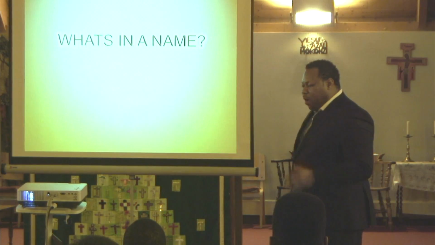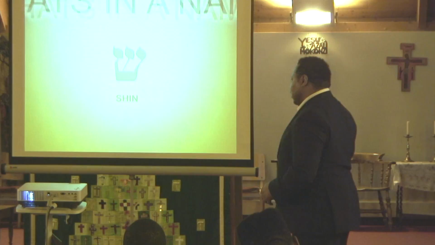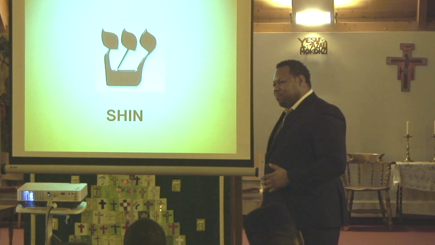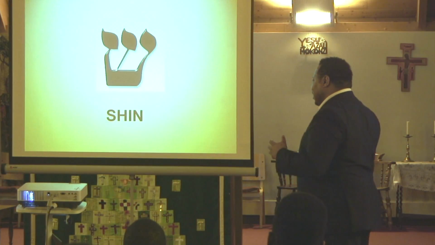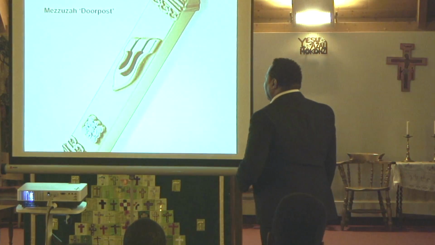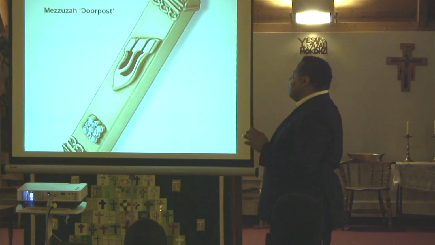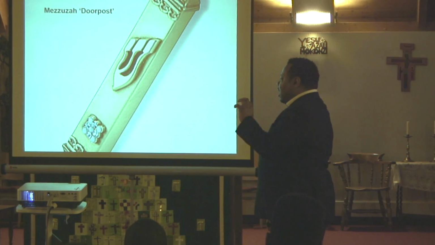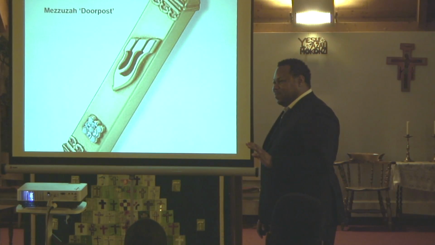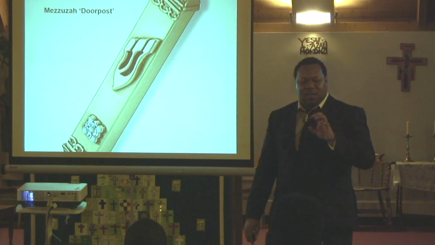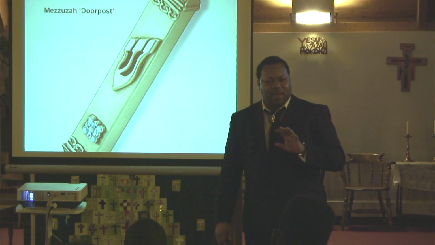We get to this. What's in a name? I love this part. Many of you will see this letter and you know what it is right away. It's a shin. What's in a name? Letter shin is an awesome and extremely powerful letter. You'll see this on most mezuzahs. By this one symbol alone, that mezuzah is complete. Without the shin, the mezuzah is incomplete. That symbol, that letter, says one thing in itself, God and love.